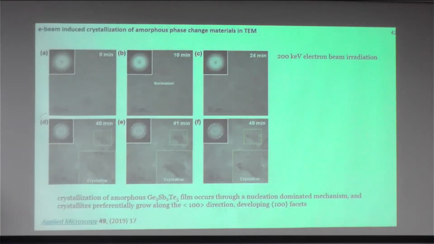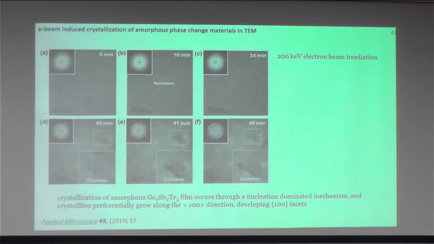So now let us look at the electron beam induced crystallization of amorphous phase change material. Here in this case, GST225 was studied, and the 200 kilo electron volt electron beam was used. At the starting point, we see amorphous GST225. The electron diffraction shows diffuse rings. It's a signature of amorphous material.